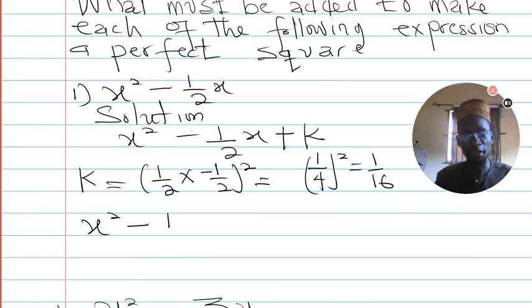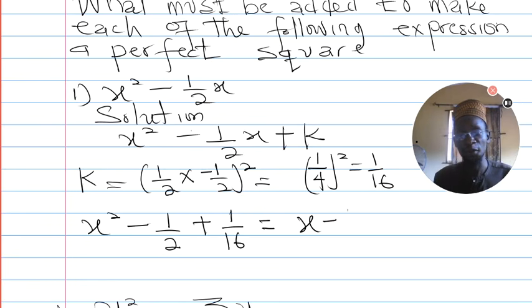That is, x squared can be x squared minus a half, okay, minus a half plus what? 1 over 16, right? That is, we can have x squared, x minus what? 1 over 4. So everything squared. So this is the answer.